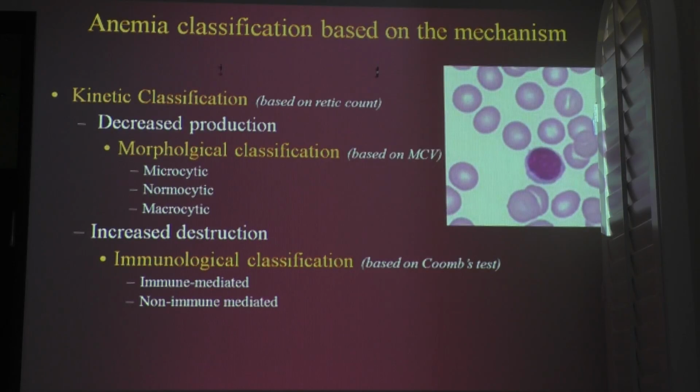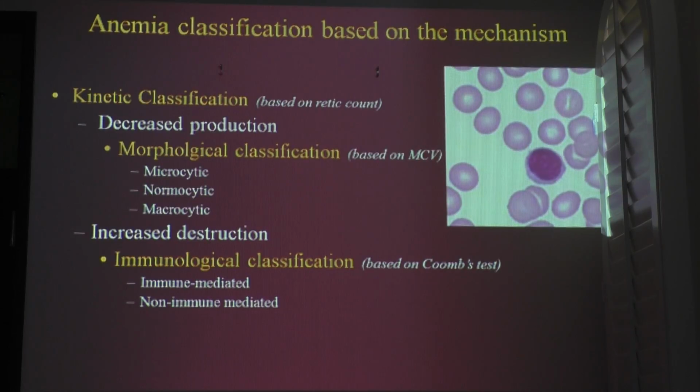But on the kinetic classification, we also have increased destruction, and there's an immunological classification which is based on the Coombs test. You can either have a hemolytic anemia, either immune-mediated or non-immune-mediated. We're going to be covering some clinical cases in this talk.